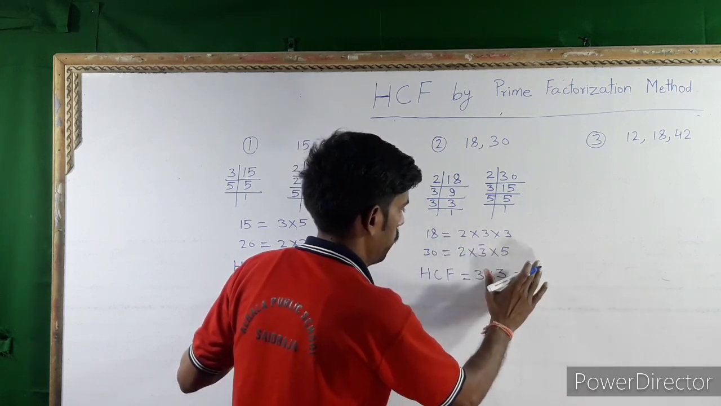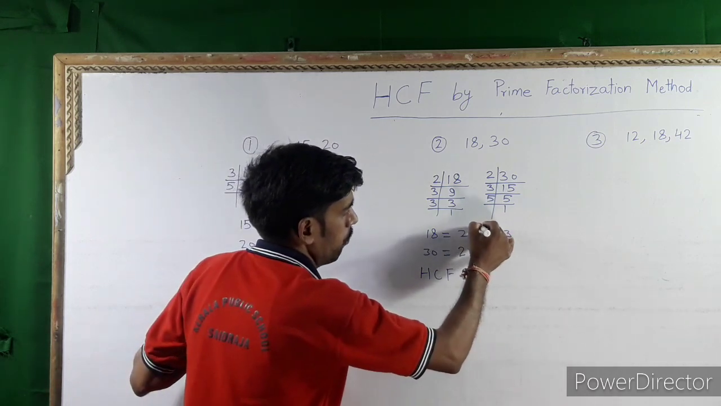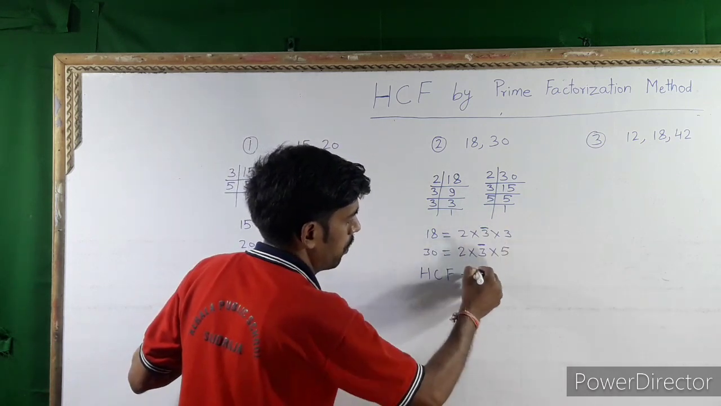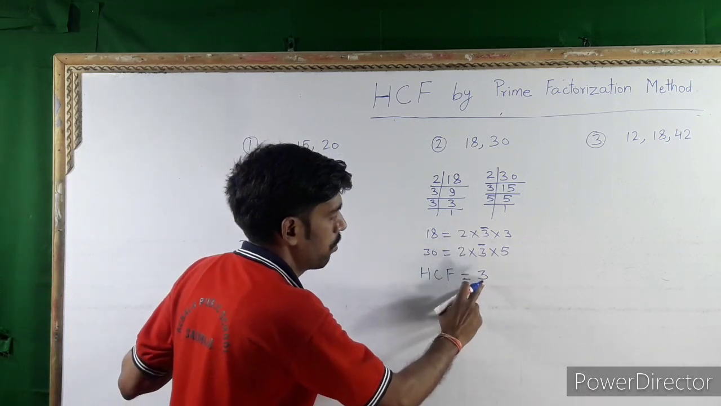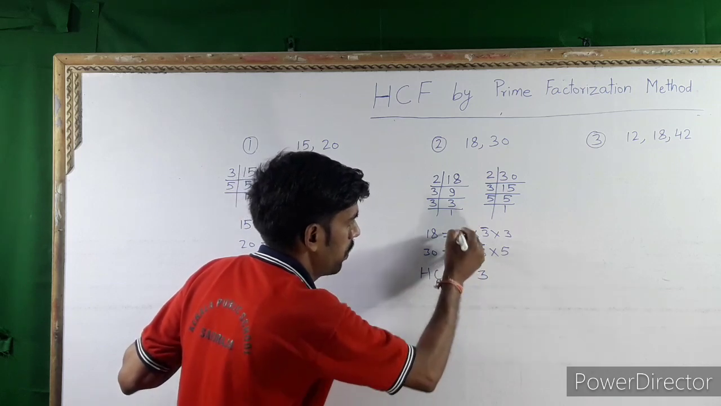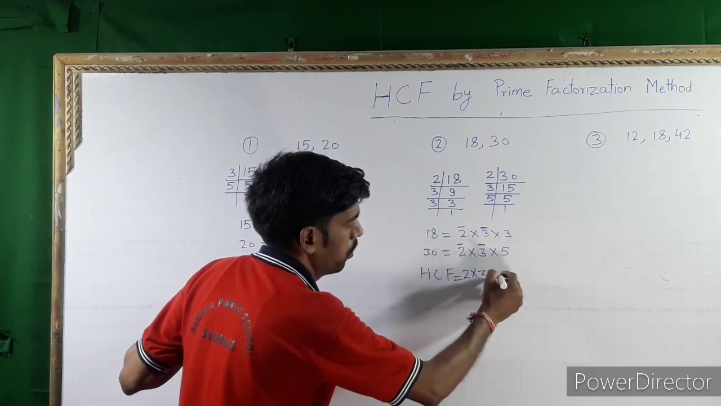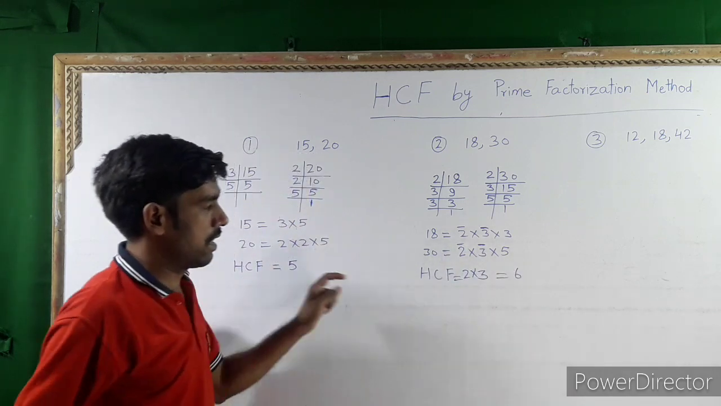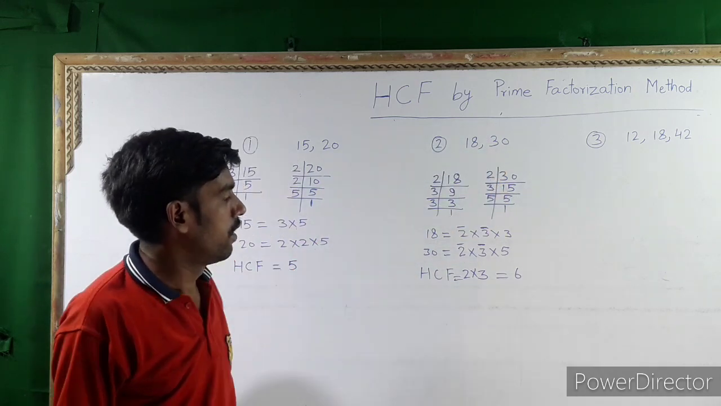here 2 is common. Only one 3 is included in both numbers, so HCF is equal to 3, and also here first 2 into 3, 2 3s are 6. So HCF of 18 and 30 is equal to 6.